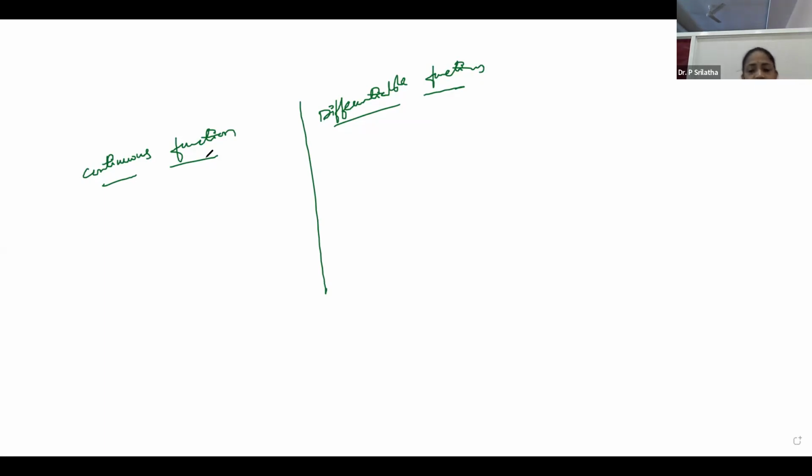What happened? I have already told you, no? In the previous class only I told you regarding these two definitions. So what is a continuous function? The question will be in the statement only. What is a continuous function and what is a differentiable function, guys?